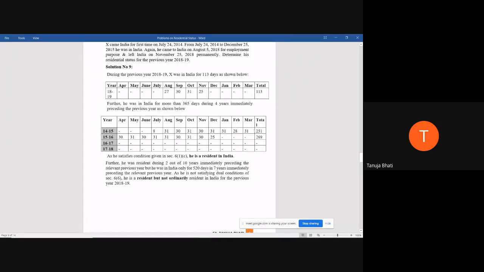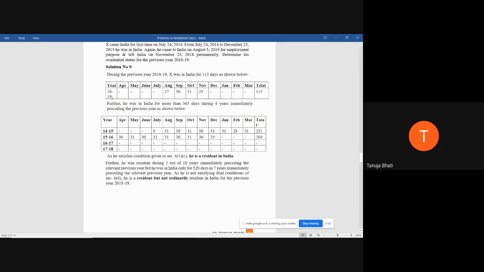So the total period in the 7 years should be 730 days or more, but his stay was only 520 days. So he's not satisfying both. He's not satisfying one additional condition. Therefore, he becomes a resident but not ordinarily resident in the previous year 2018-19.